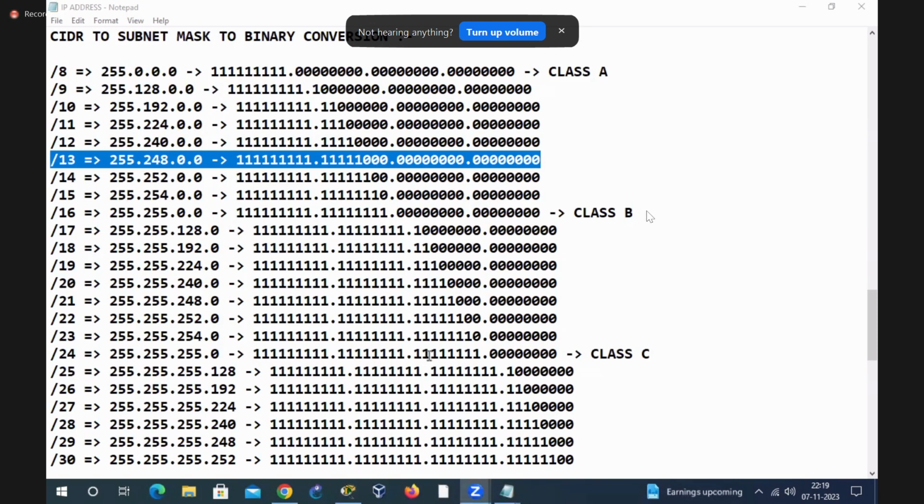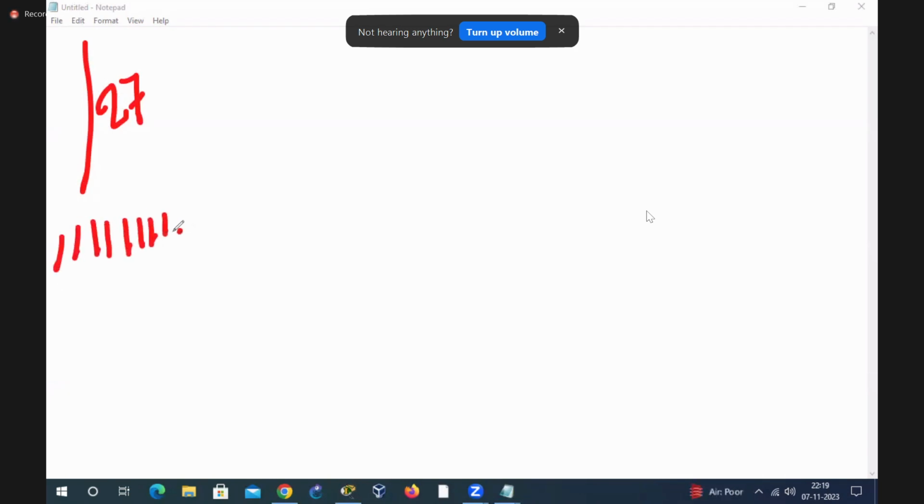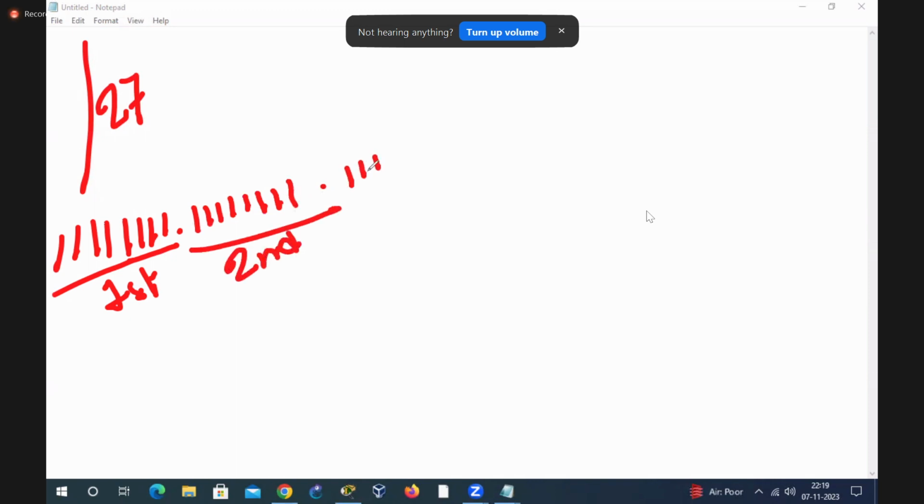For example, if I'm talking about slash 27, let's do the conversion here. Slash 27 means 27 are network bits, right? So 1, 2, 3, 4, 5, 6, 7, 8. That is your first octet. Then 9, 10, 11, 12, 13, 14, 15, 16. That is your second. Then third one, 17 through 24. That is your third octet.